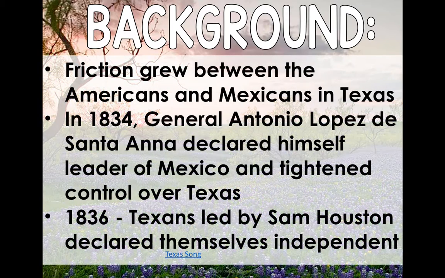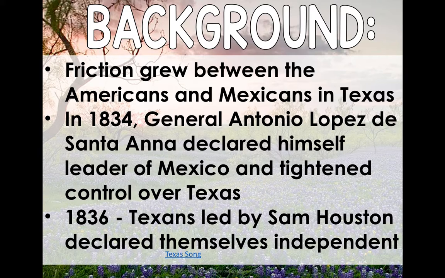So some more information that we need to know is that due to the amount of people that are coming into Mexico, the Mexican government tries to stop immigration of Americans into this area known as Texas. So what ends up happening is the Americans continue to come over, so they're illegally immigrating into Mexico. And in 1834, General Antonio Lopez de Santa Anna becomes the leader of Mexico, kind of like a military dictator. And what he's hoping to do is really reel in what's happening in Texas and tighten his control over Texas.